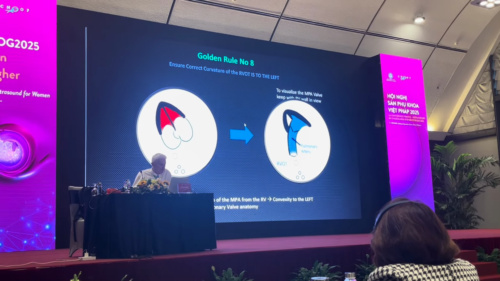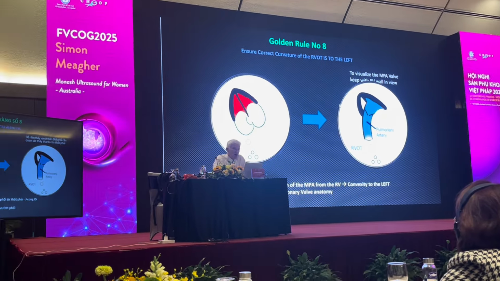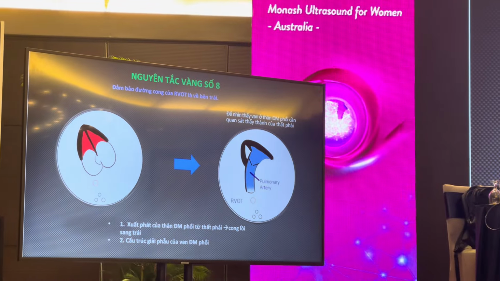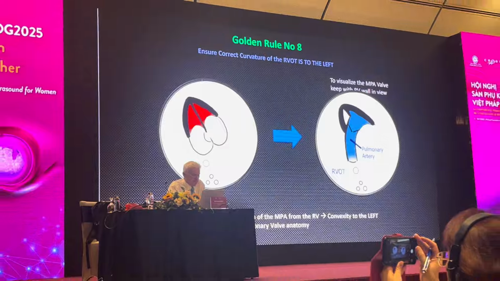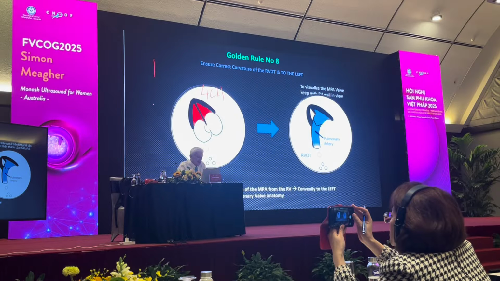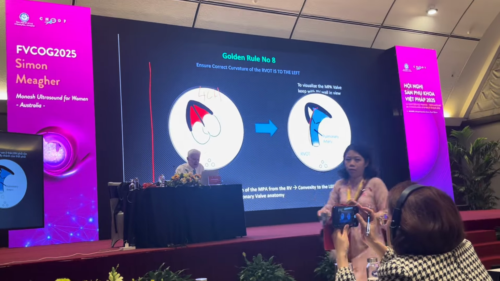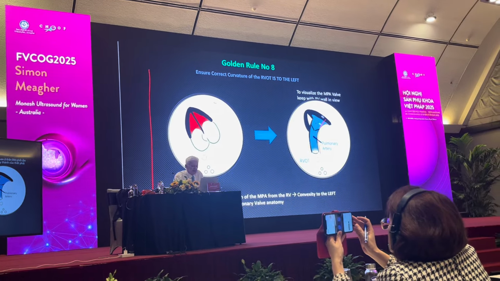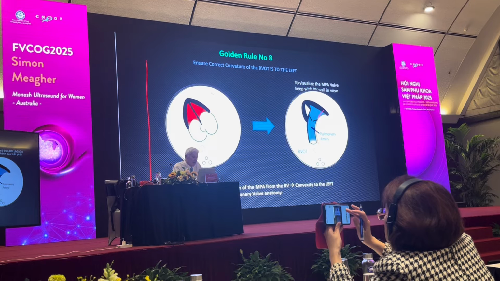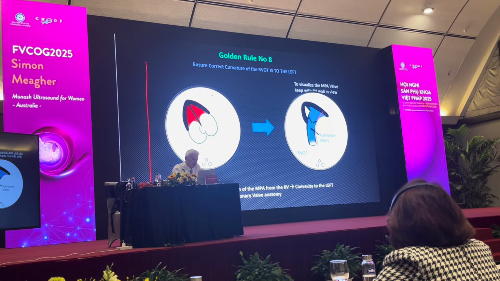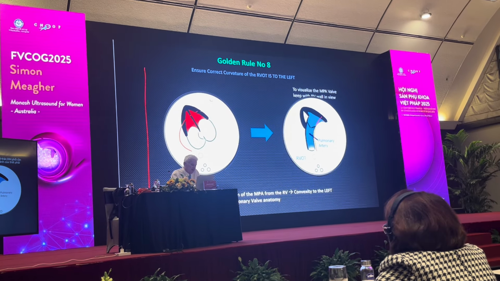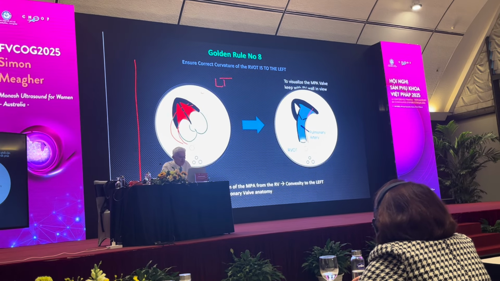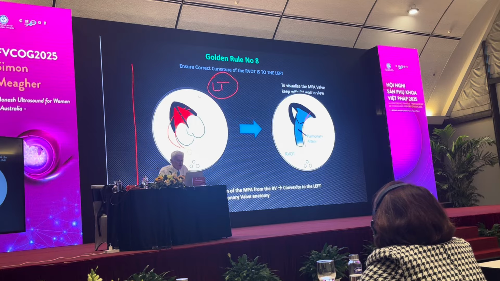Golden rule number 8. When you're examining a heart and you're training as a doctor, at the beginning of your training, it's very important to take a 4-chamber view of the heart, to take a split image and demonstrate the right ventricular outflow tract. Why? Because you understand the spatial relationship that the artery that comes out of the right ventricle sweeps to the left. It's what's called left convexity.